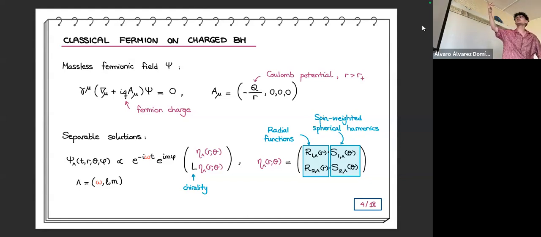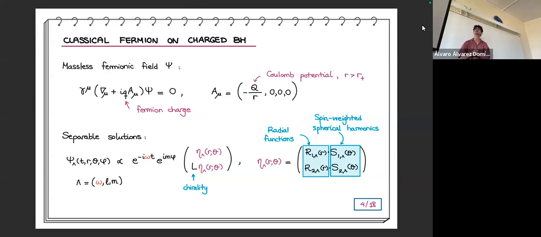For the vector potential, we fix a gauge, and the gauge that we fix is the one that conserves the spherical symmetry of our system and the staticity of our system. So basically there's a preferred gauge, which is the one that behaves as a Coulomb potential outside the black hole. And little q is the fermion charge.